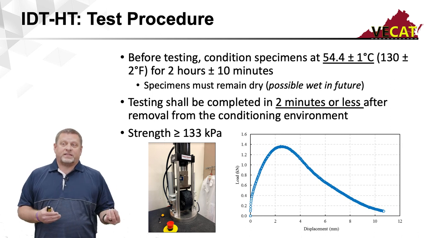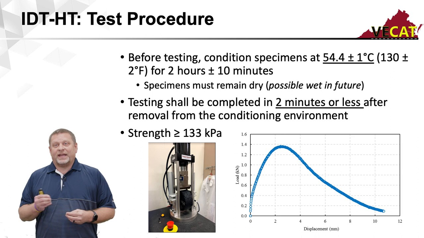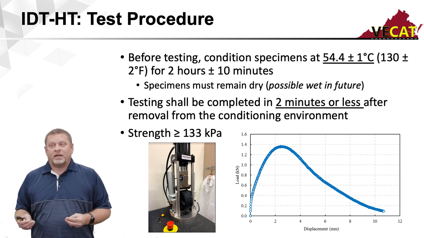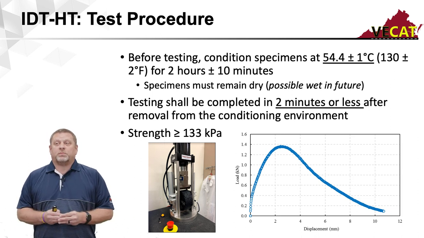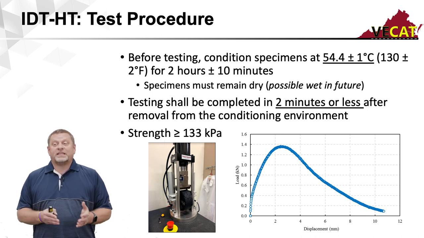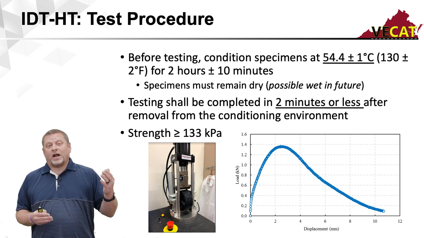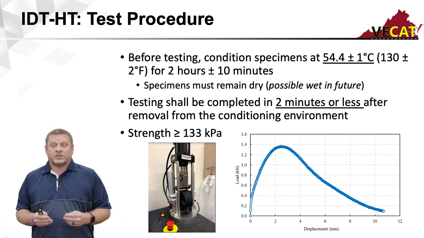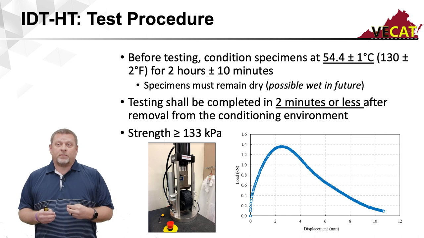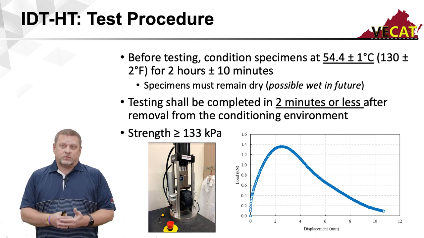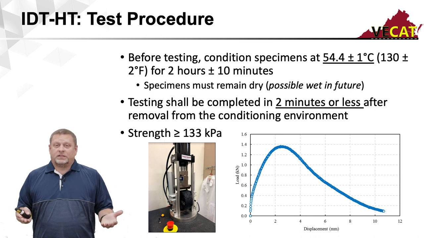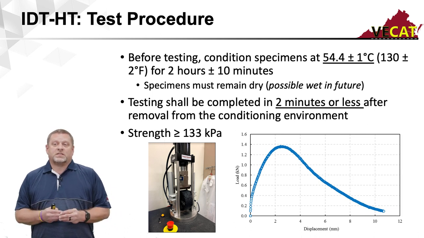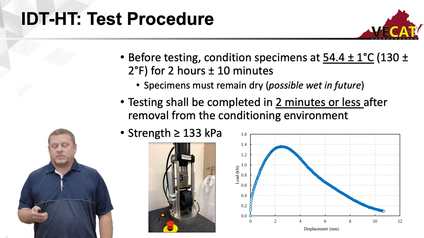Just like the IDT-CTs, the IDT-HTs need to remain dry. Research is being done to possibly allow wet in the future. Testing must be completed, in this case, within 2 minutes. Because you're at a higher temperature, the specimen is going to want to cool down faster. So once you take it out of your conditioning environment, you need to load it in the equipment and run the test right away. Again, you can run a test in a matter of seconds, so it doesn't take that long. The minimum strength requirement is greater than or equal to 133 kilopascals.